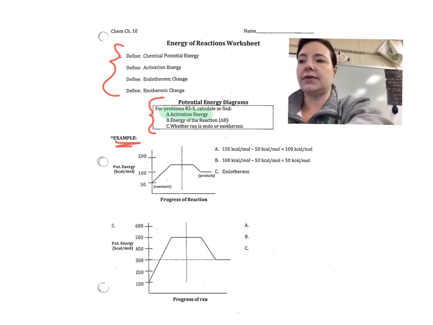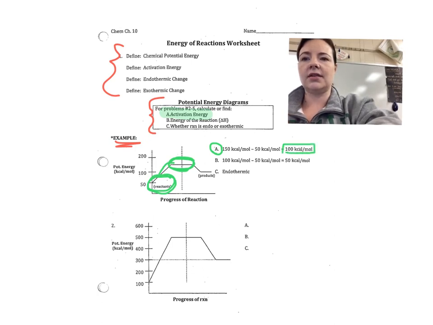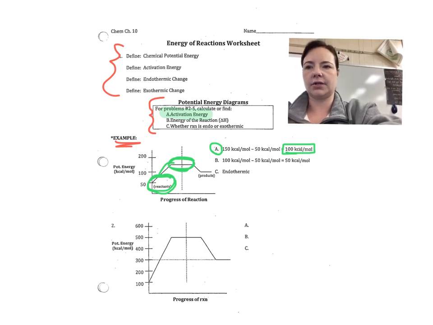So on the first one, you can see that activation energy is going to be taking the energy of the reactants and how much energy does it take to get the reactants up to this plateau right here. So we can see for A's example, we take the energy of the plateau, 150, minus the energy of the reactants, 50, and that means that it takes 100 kilocalories of energy in order to activate this reaction.